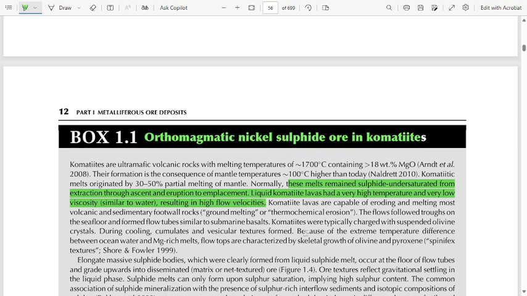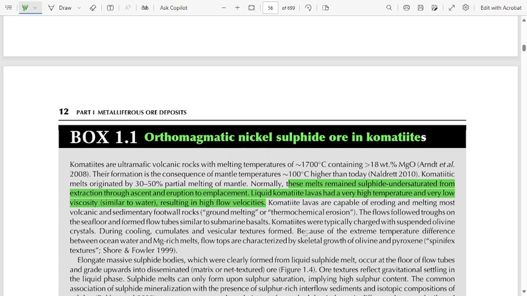Liquid komatiite lavas had a very high temperature and very low viscosity, similar to water, resulting in high flow velocities. Komatiite lavas are capable of eroding and melting most volcanic and sedimentary wall rocks, called ground melting or thermochemical erosion. The flows followed troughs on the seafloor and formed flow tubes similar to submarine basalts. Komatiites were typically charged with suspended or living crystals.